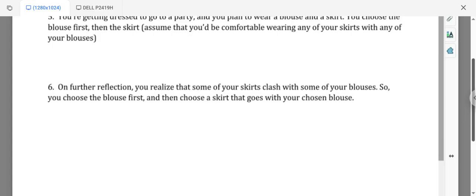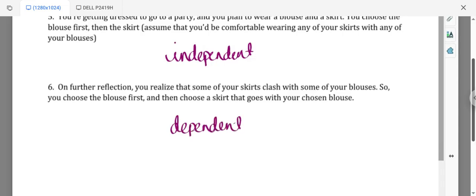So, at number 5, independent or dependent? Independent. And then number 6, what is that one? Dependent.